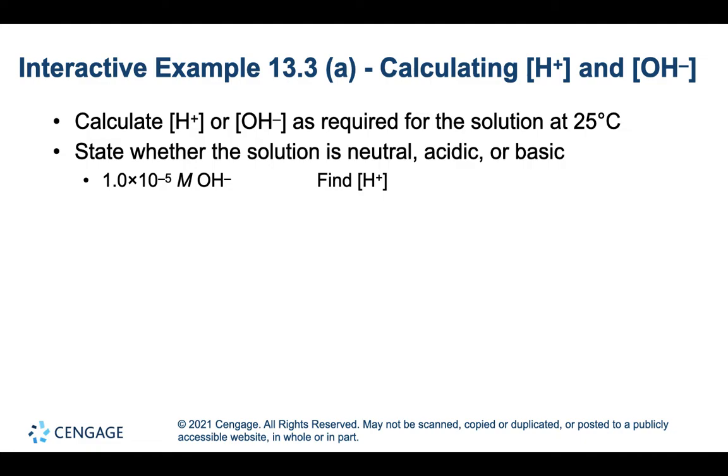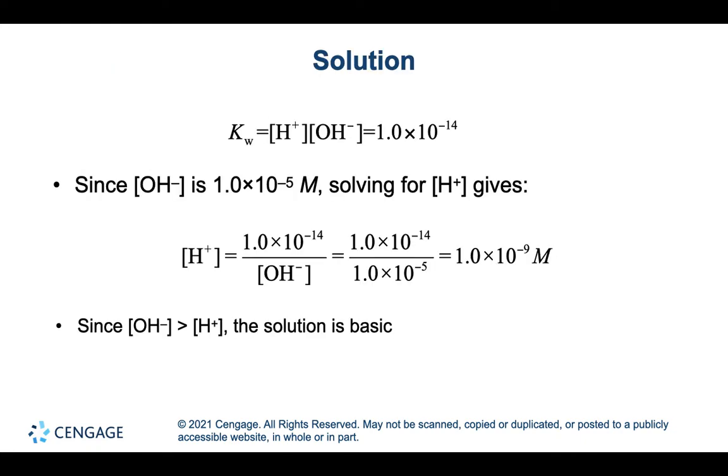All right, let's go back to that Kw example and let's calculate some H pluses and some OH minuses depending on some certain information that we have. And then we're going to state whether the solution is considered to be neutral, acidic, or basic. Let's start with a 1 times 10 to the minus 5 molar OH minus. Let's find the H plus molarity.